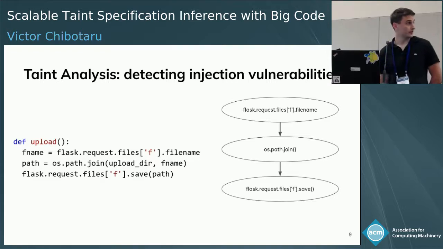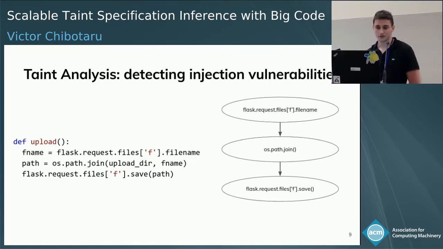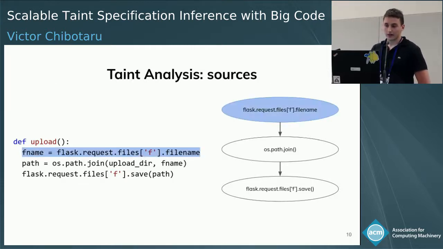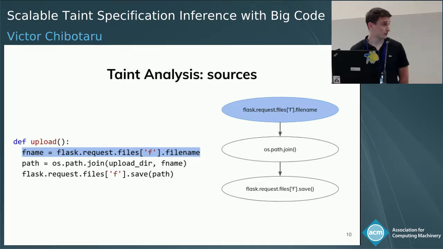There's a very natural and popular technique to detect such vulnerabilities. It's called Taint Analysis. Taint Analysis works by constructing and inspecting the data flow graph of a program, which can be nicely visualized with the graph that you can see on the right. This graph has a couple of special nodes in it. The first category of special nodes are the so-called sources, which correspond to untrusted input. In this case, for example, the file name. I'll use the blue color for sources throughout the presentation.